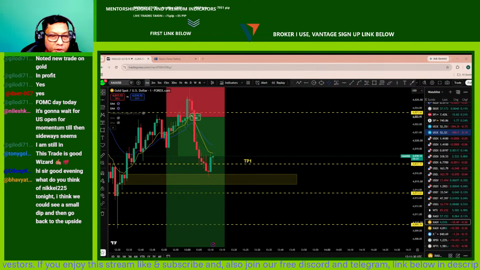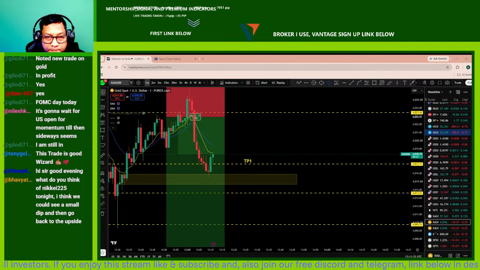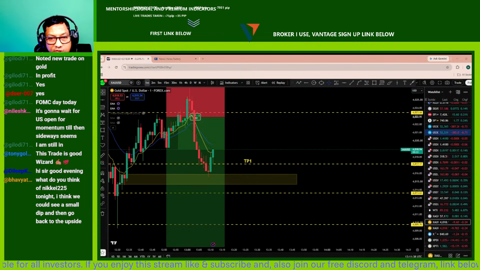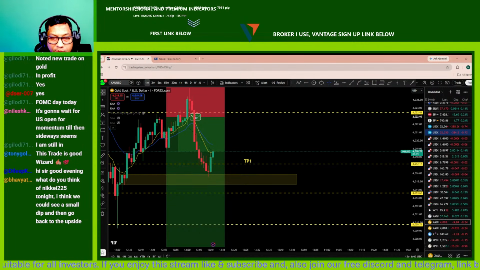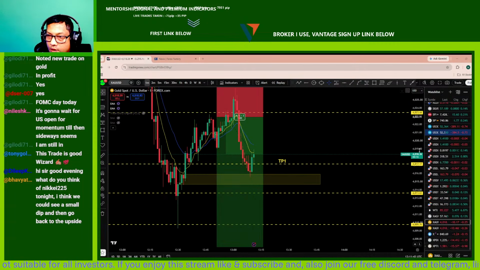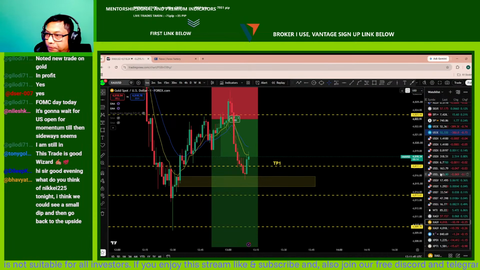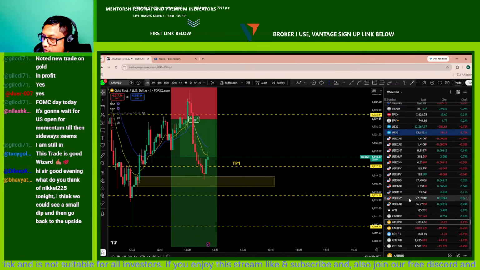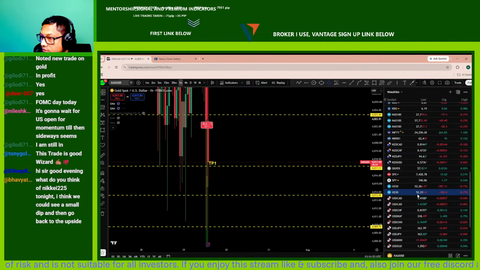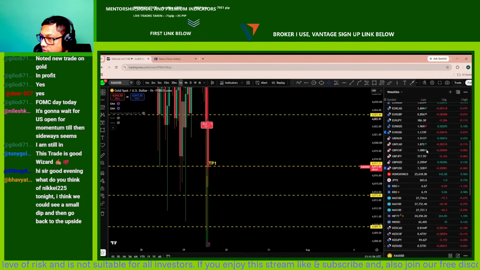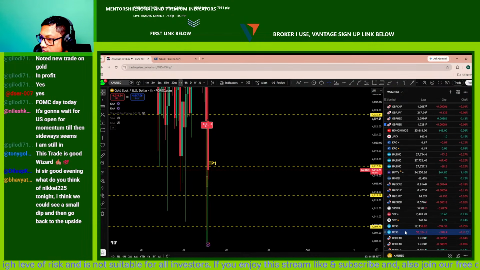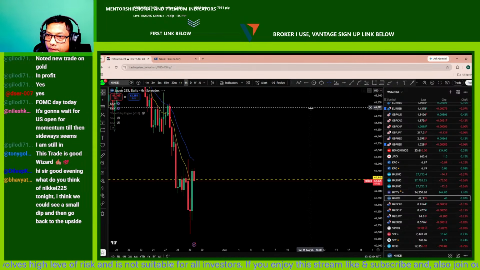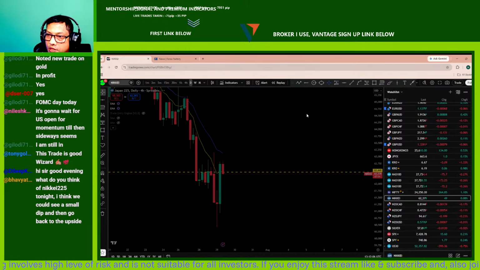What do you think of Nikkei 225 tonight? I think we could see a small dip, then go back to upside. Let's have a quick look. Nikkei 225. Here is the daily chart.